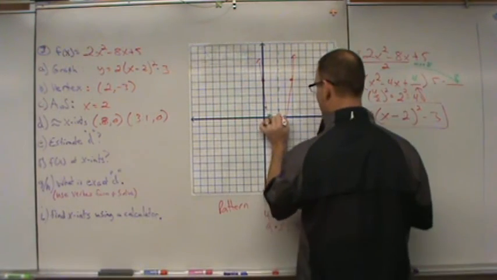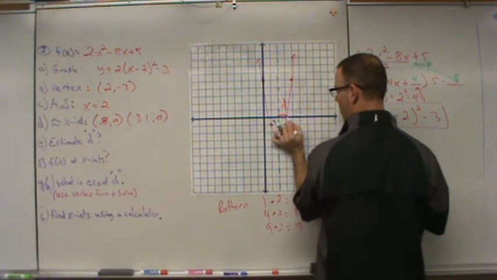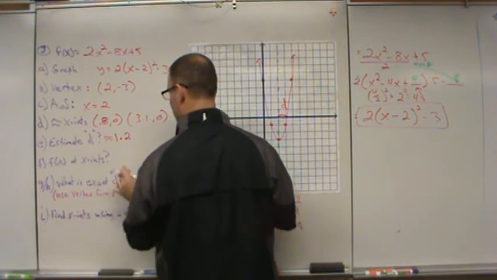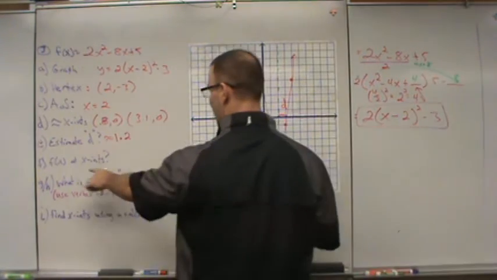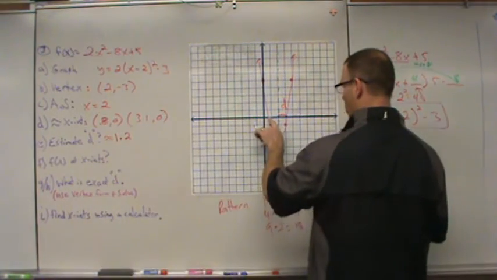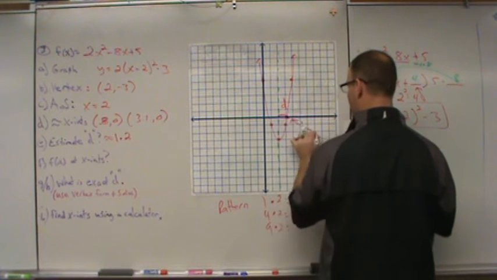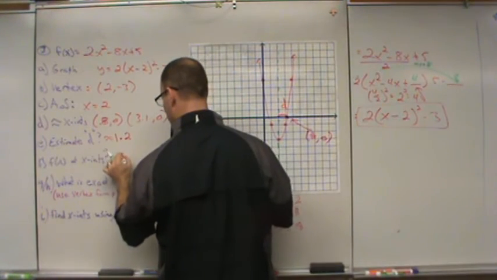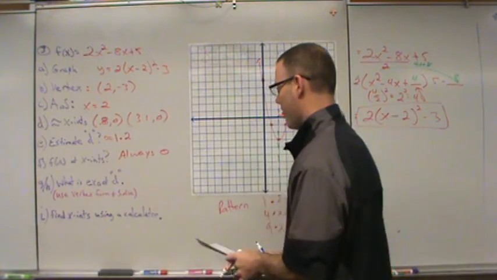And then it wants me to estimate D. Well, what is D? D looks like it's about 1 point something. So I'm going to say 1.2, approximately 1.1, 1.2, somewhere around in there. Now, f of x at the x-intercepts. What is f of x at the x-intercepts? All it's asking there is, what is the output value for your input? Given an input, what is the output? The output is always 0.